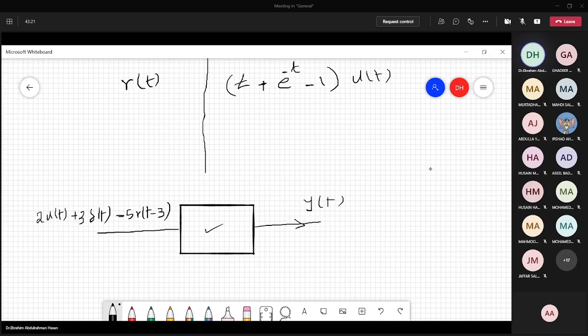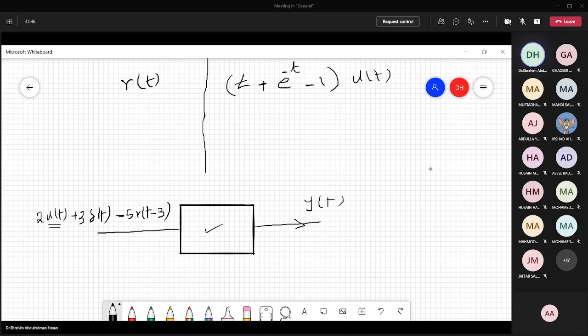Then simply apply superposition. So find the output when the input is only equal to u of t. Find the output when the input is equal to delta t. Find the output when the input is equal to ramp of t. How to find it? It is enough to find it for u of t and apply the same technique here.